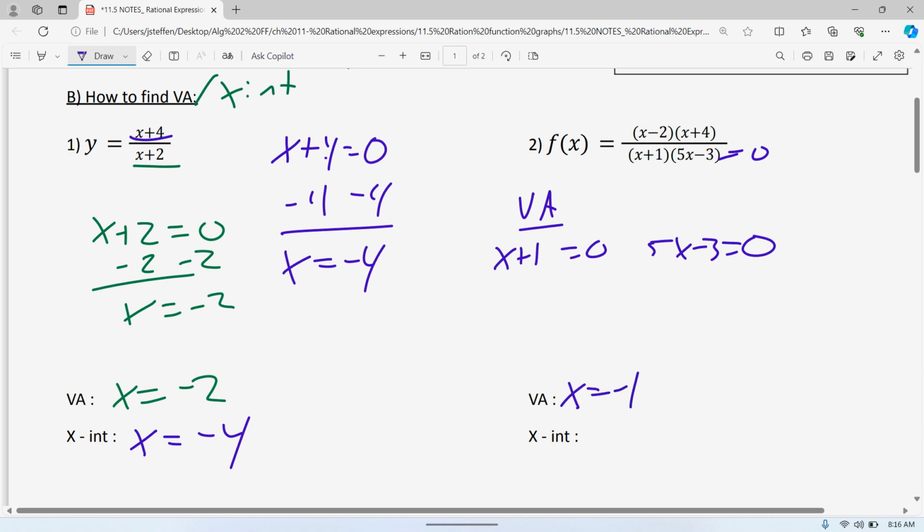The second one, you might have to take some time to actually solve this. Add 3 to both sides. 5x is equal to 3. Divide by 5. We get 3 over 5. That's a really weird vertical asymptote, but we're not graphing it, so that's fine. If we were graphing it, that'd be a little bit more difficult.